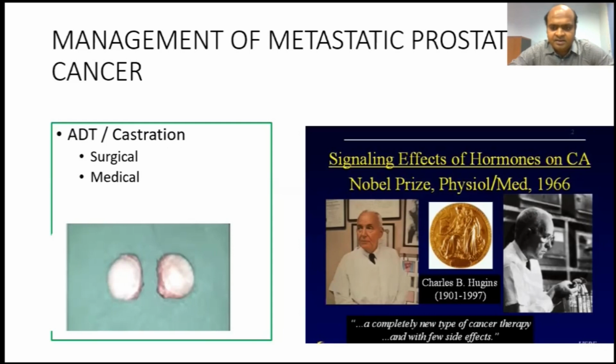I would like to mention an important fact that Huggins got the Nobel Prize in 1966 for understanding the effect of hormone in prostate cancer. He described that prostate cancer is hormone dependent, and doing orchidectomy may cure the prostate cancer. For that, he received the Nobel Prize, and he is the only urologist who has received a Nobel Prize for this invention till now.